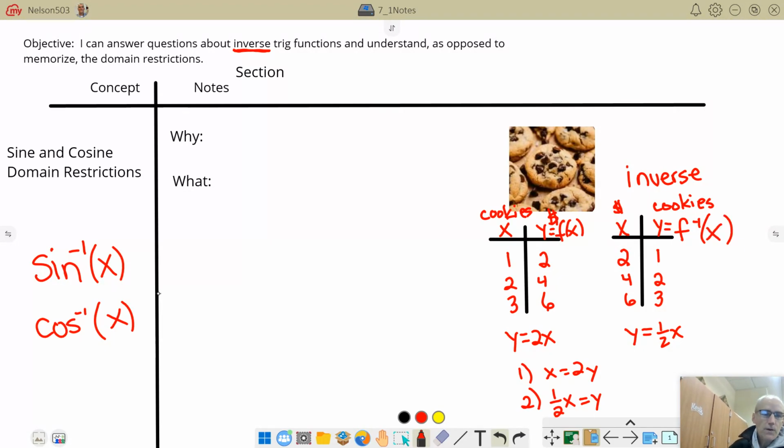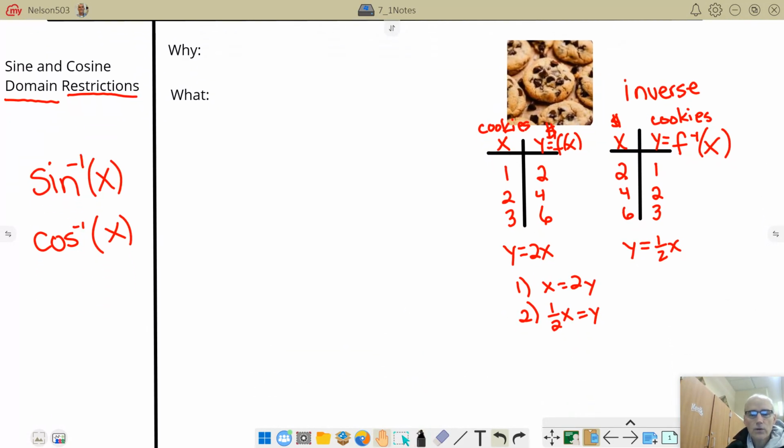So if this is our main focus, what kind of challenges do we have? Well, we're going to need a domain restriction, and I want you to understand why we need that domain restriction. So let's go back to our easy example with cookies. If you graph the line y equals 2x, it's a constantly increasing function. It just looks like that. I have a domain restriction here because I have a real world problem: you can't sell negative cookies. A constantly increasing function is also known as a one-to-one function.